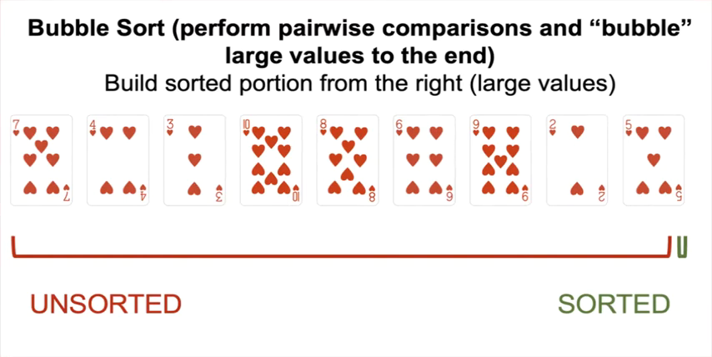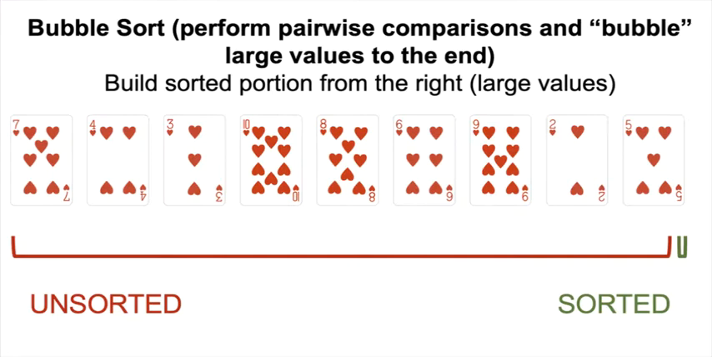Hi everyone. In this video, I'm going to do a trace of the bubble sort algorithm. My one sentence description for the bubble sort algorithm is perform pairwise comparisons and bubble large values to the end. As we do a trace of bubble sort, I'm going to tell you or show you when the bubbling is happening so you can see where bubble sort gets its name.